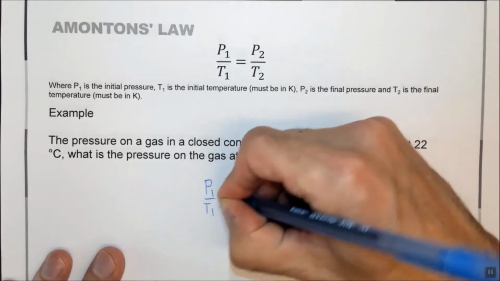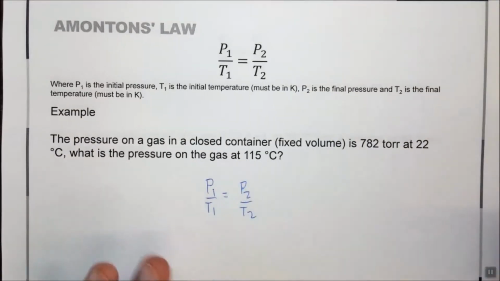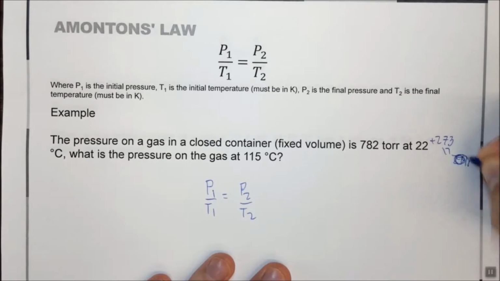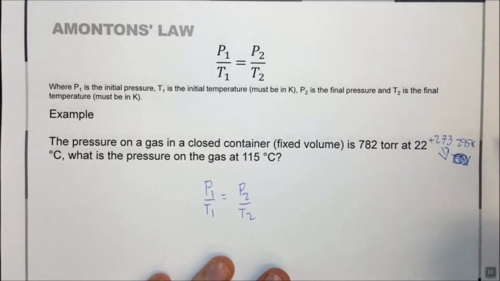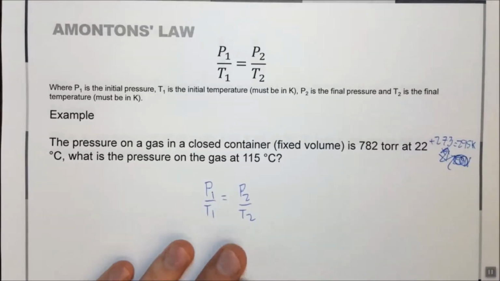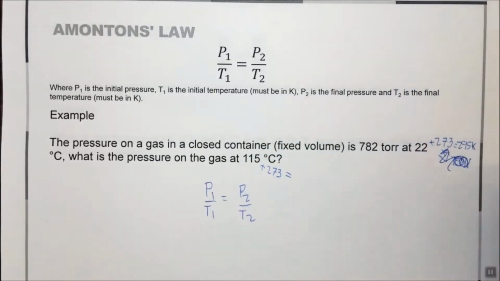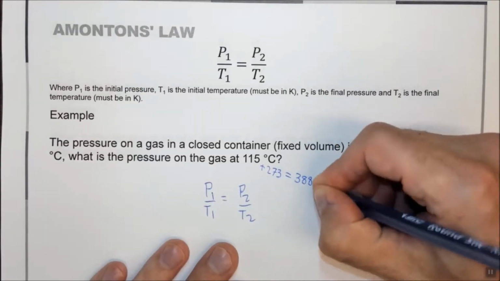P1 over T1 equals P2 over T2. But if you'll recall, we have to convert these temperatures to Kelvin. So add 273. When you do that for the first one, you get 295. Let me rewrite that. 295 Kelvin. Note that in some books they use 273.15. That just has more decimal places or more significant figures, and you could use that as well. So I'm just going to do it like that. In this case, we want to add 273 to this one as well to convert it to Kelvin. And when we do that, we find out that it's 388 Kelvin.